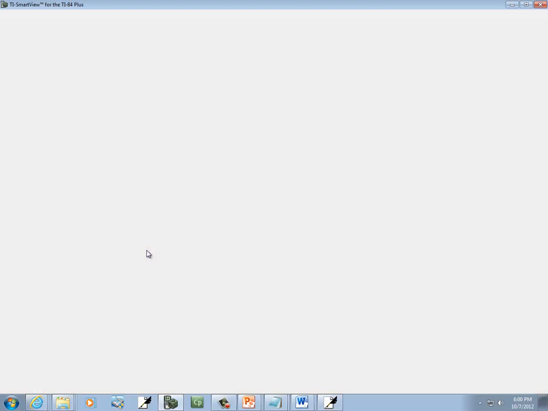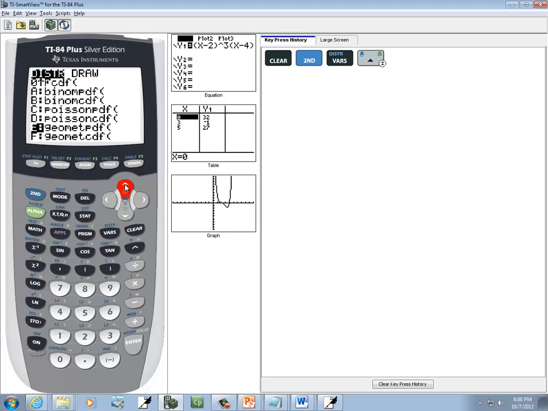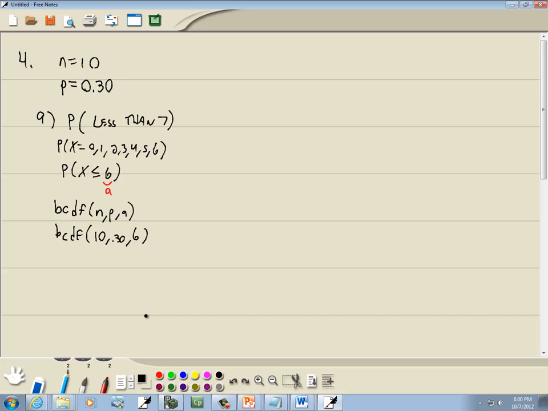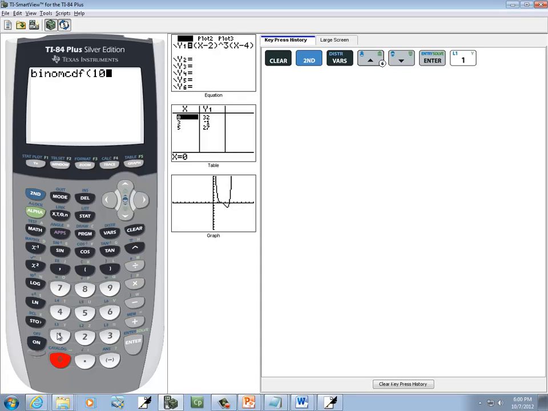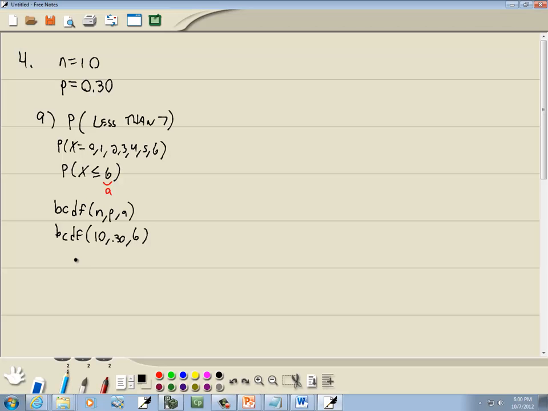So let's put this in the calculator. So do second vars. Do binom CDF. And 10, comma, 0.3, comma, 6. And we get 0.9894.